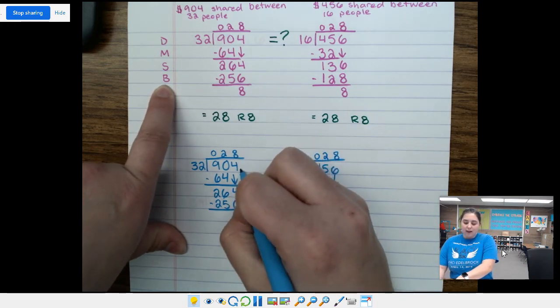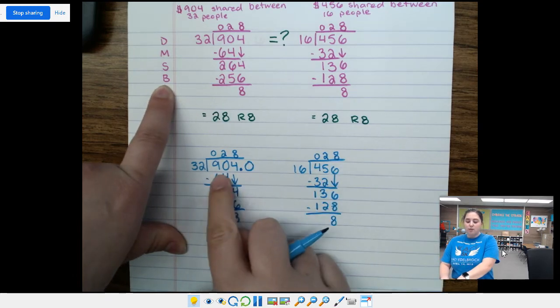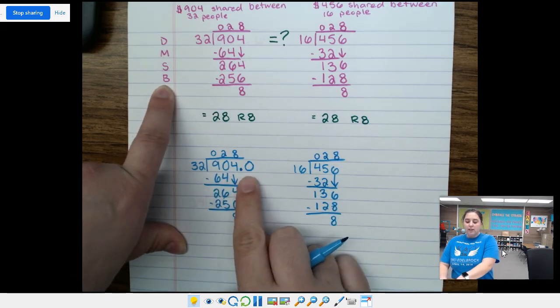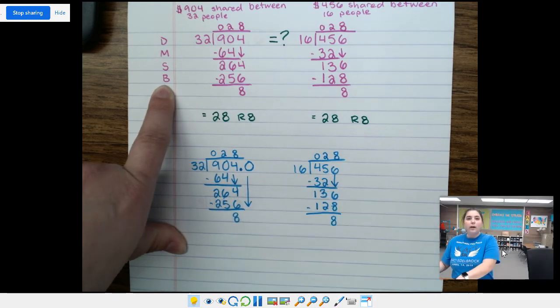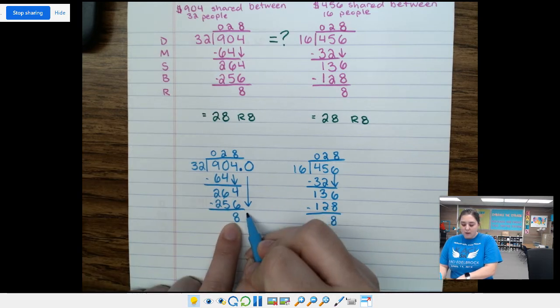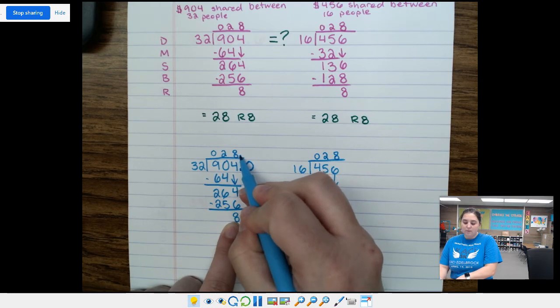We are going to add a decimal and a 0. There's no decimal in this number yet, so I need to add the decimal, then I'm going to add a 0. That'll be what I bring down. So my 8 is going to become an 80. Don't forget to bring the decimal up.